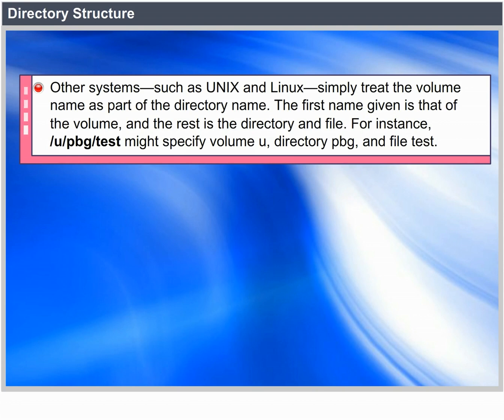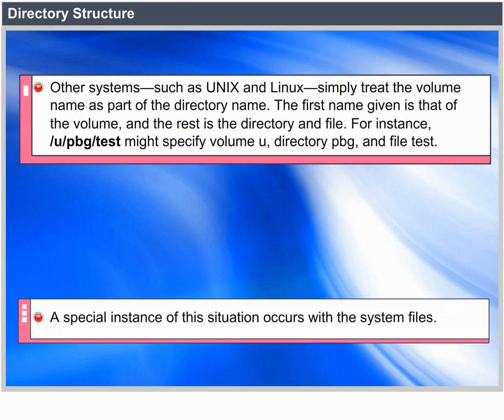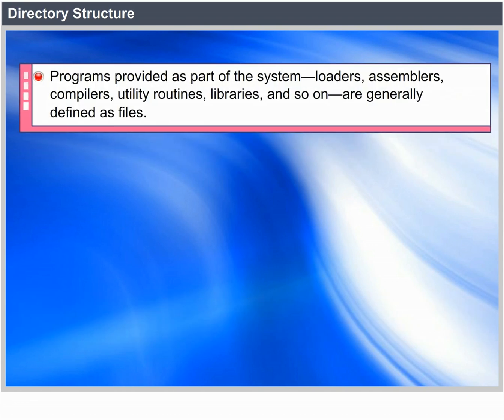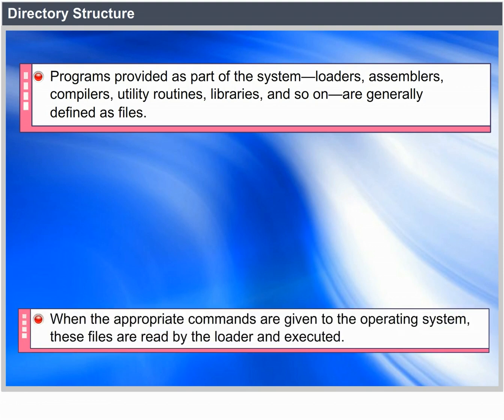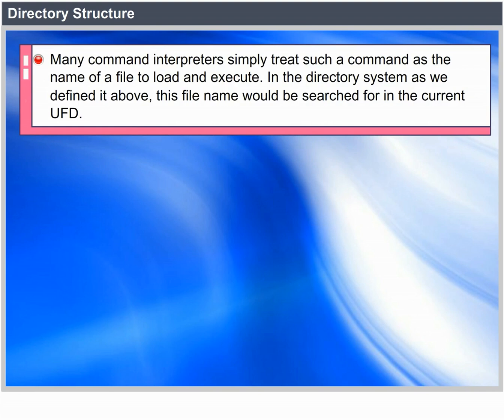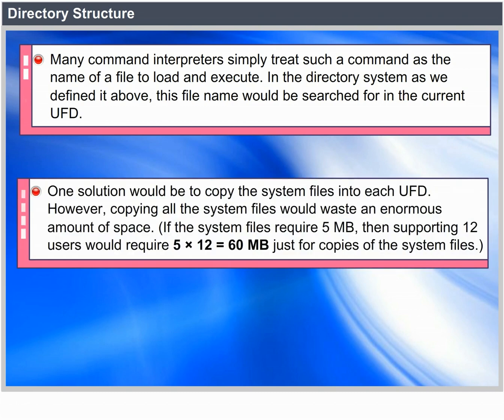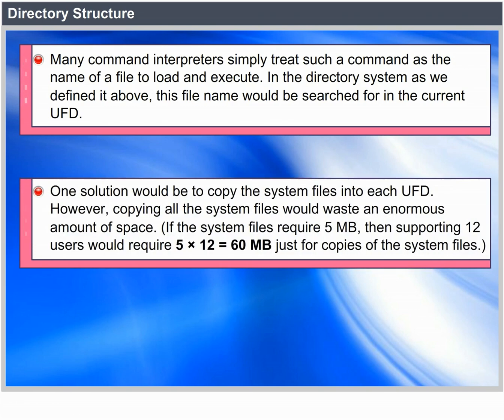A special instance of this situation occurs with the system files. Programs provided as part of the system, loaders, assemblers, compilers, utility routines, libraries, and so on, are generally defined as files. When the appropriate commands are given to the operating system, these files are read by the loader and executed. Many command interpreters simply treat such a command as the name of a file to load and execute. In the directory system as we defined it above, this file name would be searched for in the current UFD. One solution would be to copy the system files into each UFD. However, copying all the system files would waste an enormous amount of space. If the system files require 5 MB, then supporting 12 users would require 5 times 12 equals 60 MB just for copies of the system files.